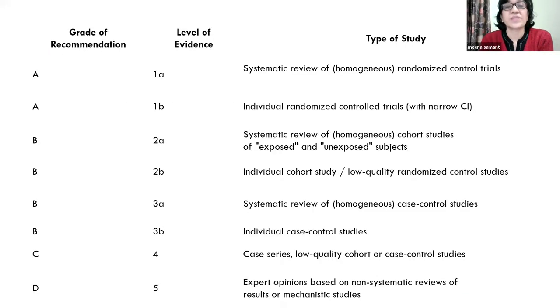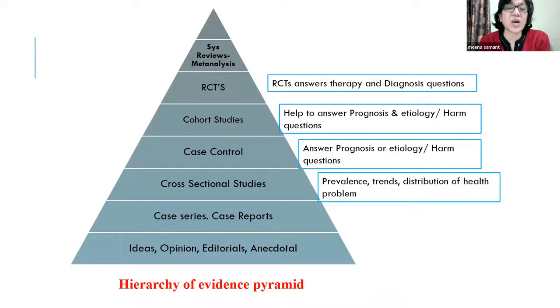new interventions. Now, if we just look at the level of evidence, at the top, 1A is systematic review of randomized controlled trials, 1B would be individual randomized trials, which would be good quality with a narrow confidence interval. 2A, the systematic review of cohort studies of exposed and unexposed subjects. 2B would be individual cohort study, low quality RCTs. 3A, systematic review of homogeneous case control studies. Then below that comes the individual case studies. 4 would be case series, low quality cohort and case studies, and right at the bottom, we have expert opinions based on systematic reviews and results and other studies. So this is how the hierarchy of evidence pyramid goes.